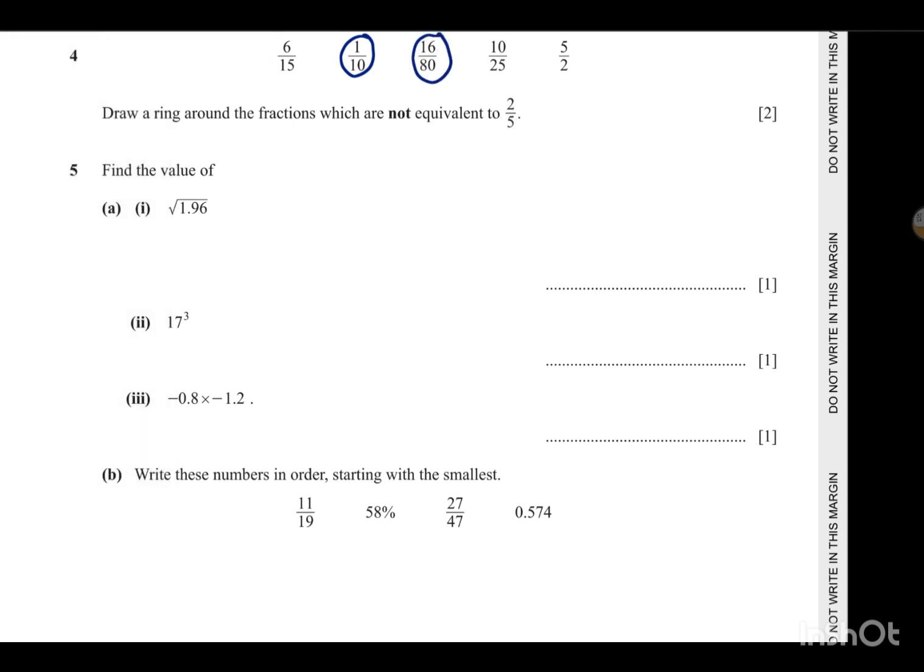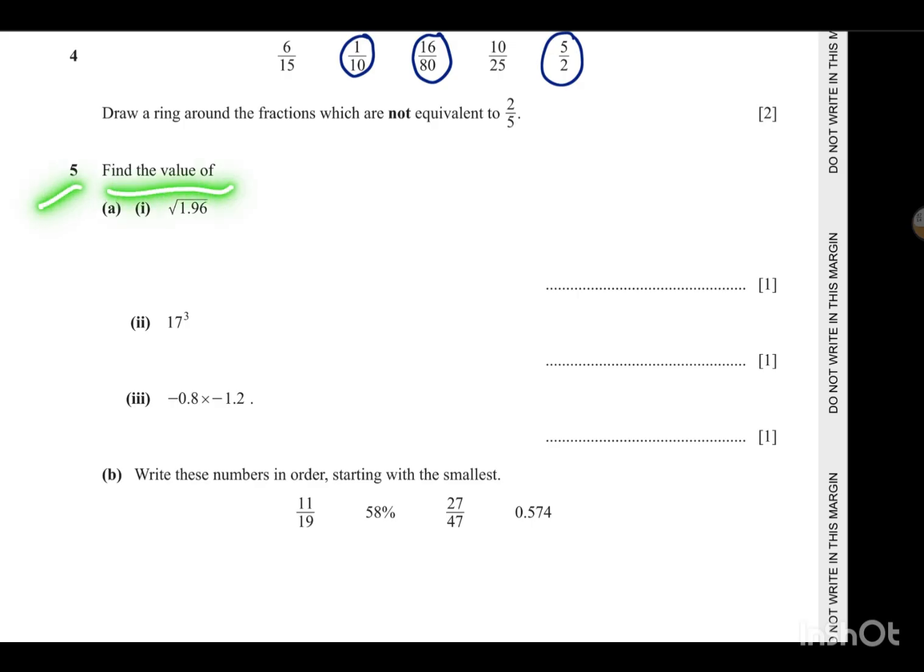Then next, 10 by 25. 5 times 5 is 25, so 2 times 5 is 10. Equivalent fraction is what? When you multiply the numerator and denominator with the same number, you get the equivalent fraction. So we get here 10 by 25, so this is the equivalent fraction, we don't need to circle it. Next, 5 by 2. 5 by 2 is just the reciprocal of 2 by 5, and a reciprocal cannot be the equivalent fraction, so this can be circled. This is done.